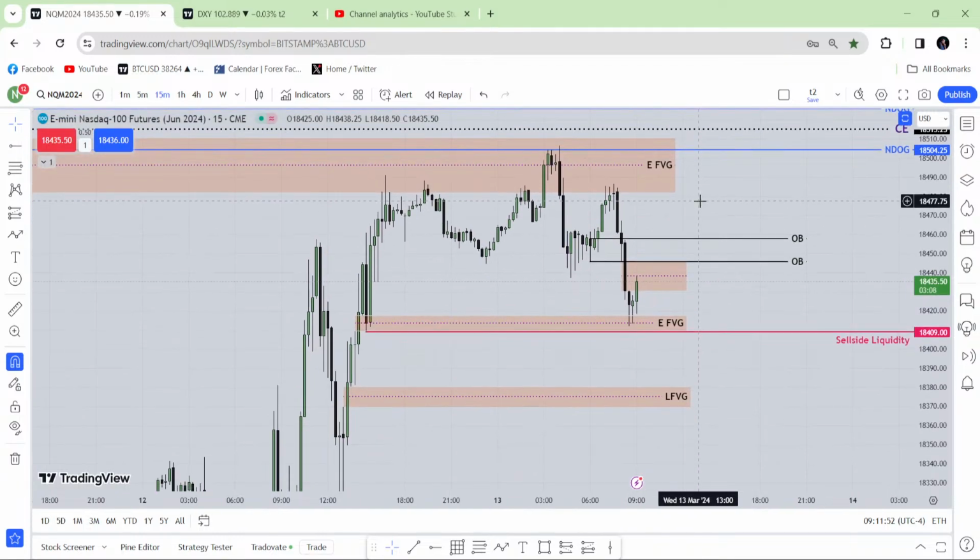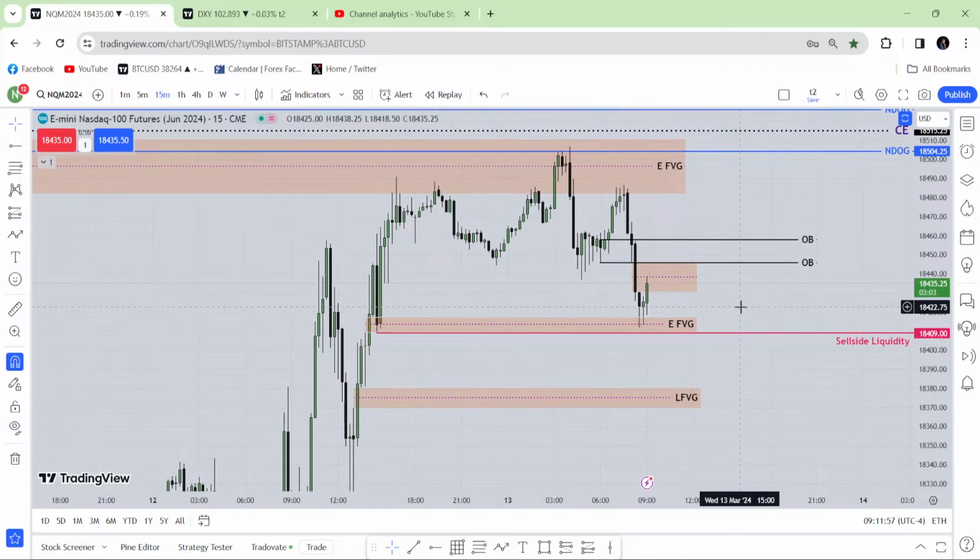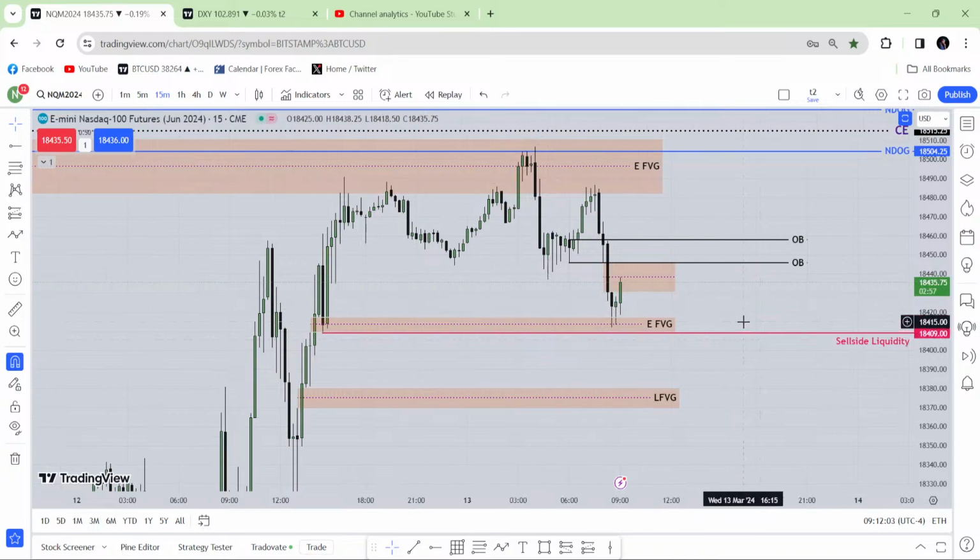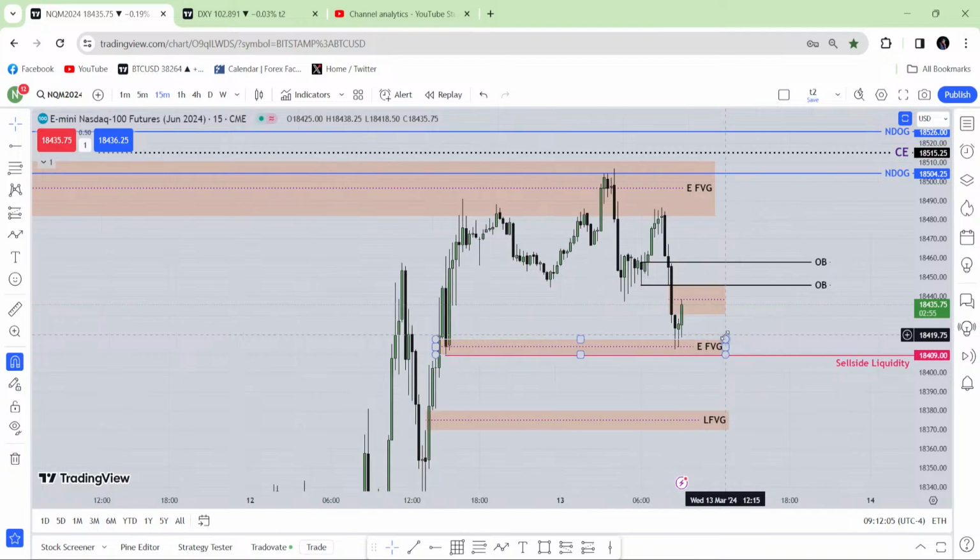Is it clear? Does anybody have any confusion? If you have any confusion, please let me know, because I have just done the first or primary analysis, the way I look at price, the way I do this type of thing. This is how you have to do it.